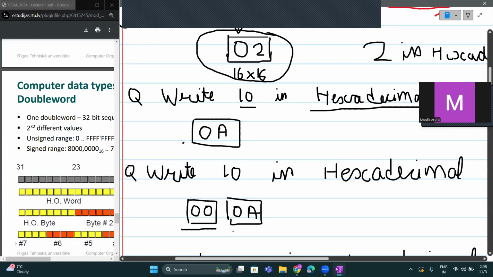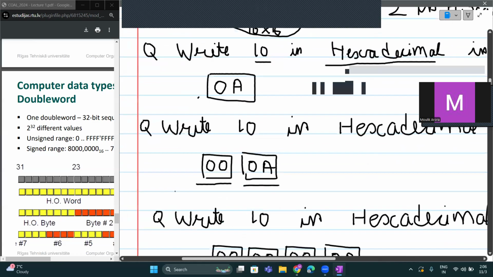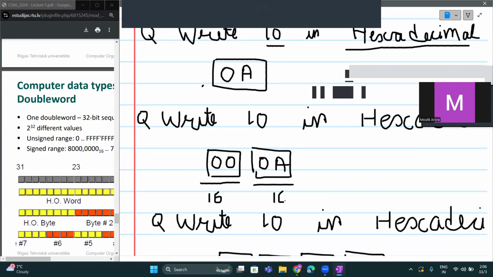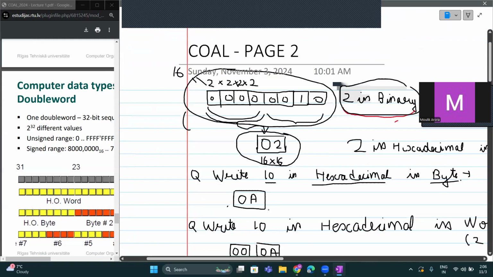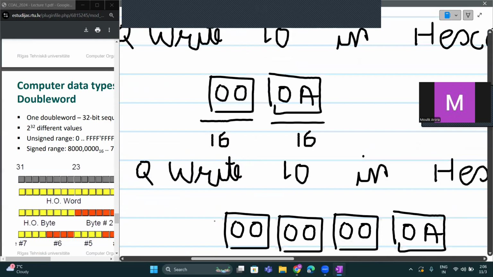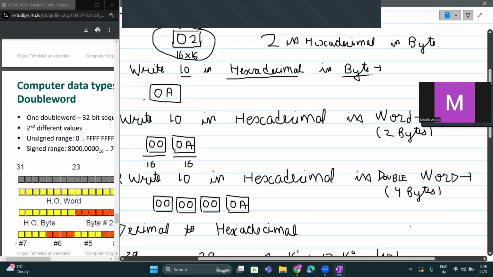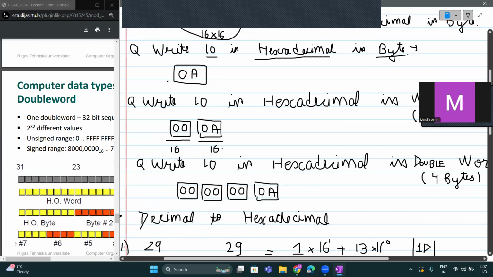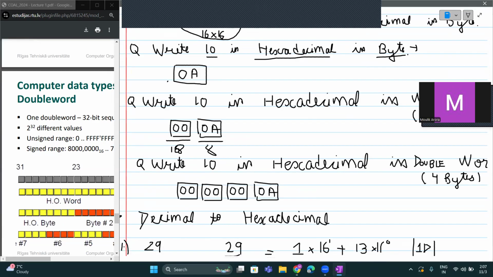So 2 bytes, 1 byte here, 1 byte here, and 1 byte is 8 bits. So 16 bits here. Similarly, if we want to write double word, it is 4 bytes. So this is 8 plus 8 actually. 8, 8. And here 8, 8, 8, 8.